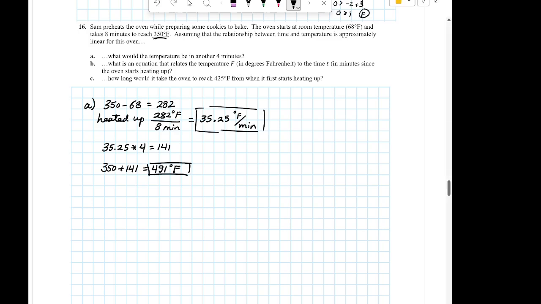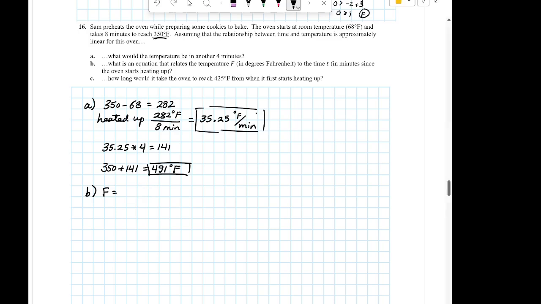That's one way of doing it. Another way of doing it is to actually do part B first and then just know what you're supposed to plug in order to get the answer to A. So part B says, what's an equation that relates the temperature to the time? So we're trying to come up with some way of getting the temperature by plugging in a T over here, however many minutes it's been.